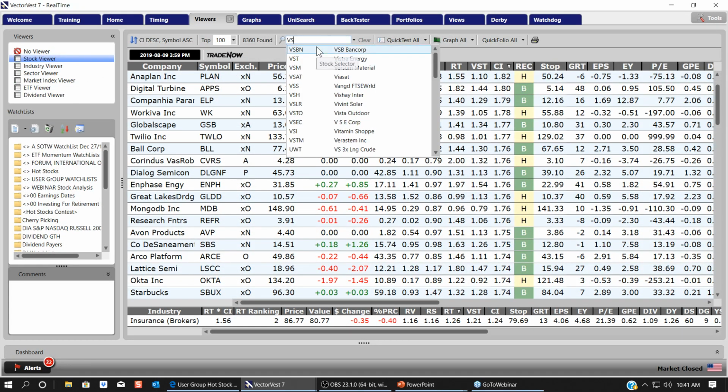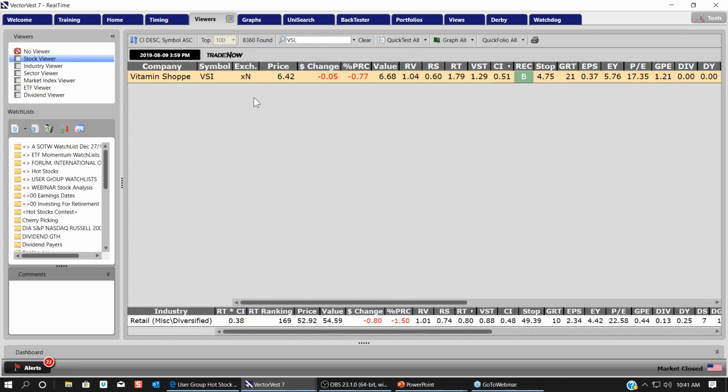So the way we always start, of course, is to look in Stock Viewer. It's Vitamin Shop. We look at price, compare it to value. It's fairly valued, not terribly undervalued, but certainly not overvalued. We have RV at 1.04, so it's got some upside potential. The relative safety, Eric, you're probably looking at this stock for a momentum play because the financial consistency and predictability is quite weak here at 0.60.